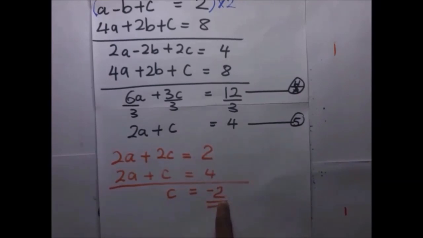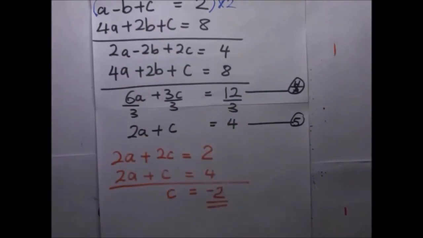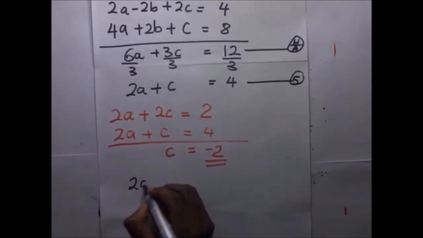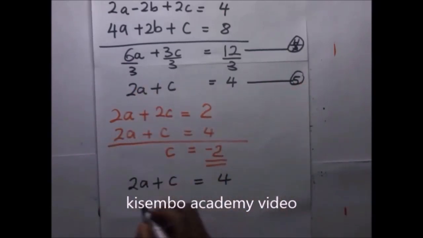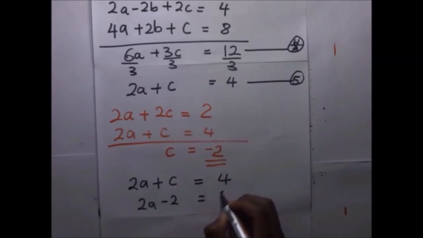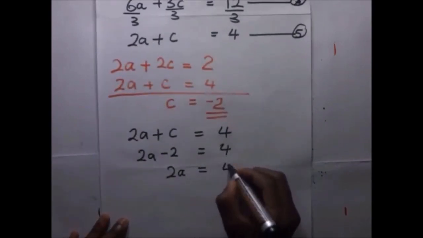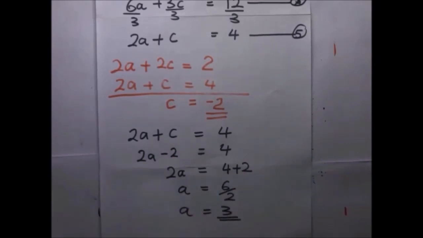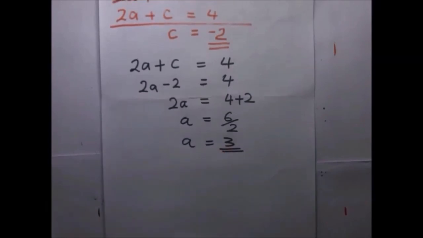If our value of c is negative 2, then we can substitute in either this equation or that equation to get our value of a. So we start working backwards. Our value of c is that. Our value of a: 2a plus c is going to give us 4 from that equation. So c is negative 2, so we say 2a minus 2 is giving us 4. 2a definitely is going to become 4 plus 2. So our value of a is going to become 3, and so we substitute that in our original equations.